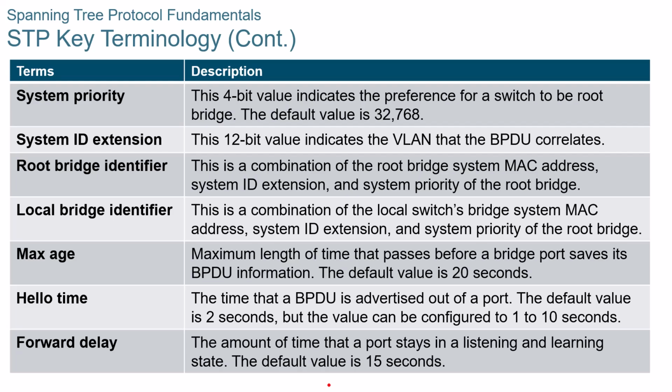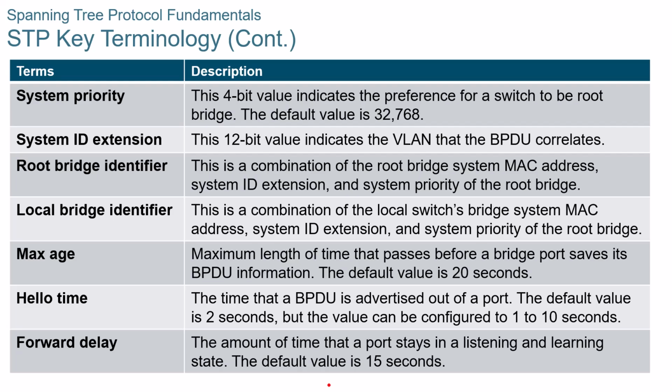Other key terminology are things like system priority. That will be a 4-bit value setting a priority. The default value is 32,768. This is used to identify what the root bridge will be, because we can set a different value to manipulate which one will be root bridge if we want to do that. We have a system ID extension, which is the 12-bit value indicating the VLAN information. Again, that's how we get our 4,000-plus VLANs.